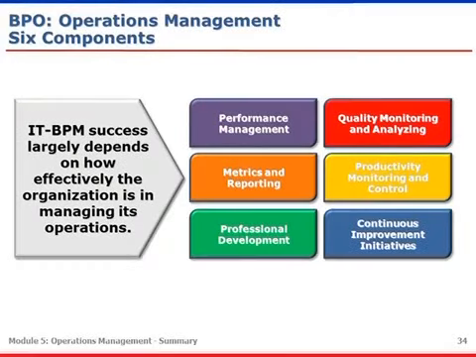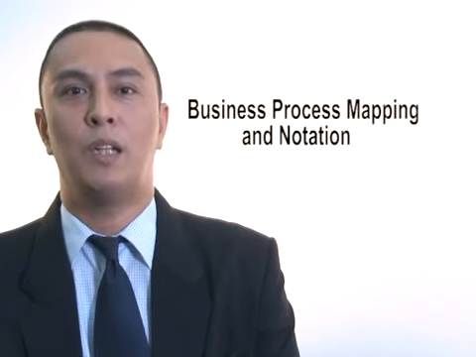Now, here are the 8 deadly wastes: overproduction, transportation, motion, correction, overprocessing, inventory, waiting, and unused employee ideas and talents. Remember, IT BPM success largely depends on how effectively the organization manages its operations. I mentioned performance management, quality monitoring and analyzing, metrics and reporting, productivity monitoring and controls, professional development, and continuous improvement initiatives. Let's talk about business process mapping and notation.